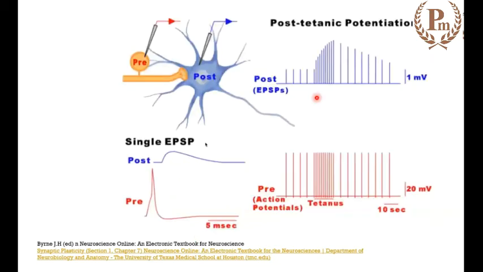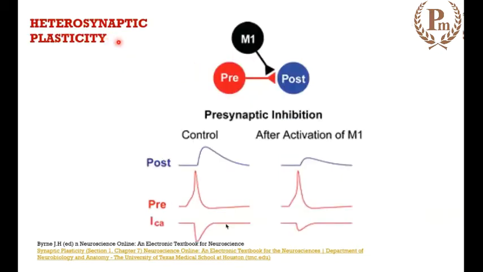Now, all that we have learned till now, the post-tetanic potentiation and the synaptic facilitation and depression, what were we doing? We were doing it on a homosynaptic arrangement. Now let us go to the heterosynaptic plasticity. What is this heterosynaptic plasticity and where will it be present? This is one example to show you the heterosynaptic plasticity. Look at this arrangement. There is a presynaptic neuron or element, there is a postsynaptic neuron, but there is an involvement of a modulatory neuron.